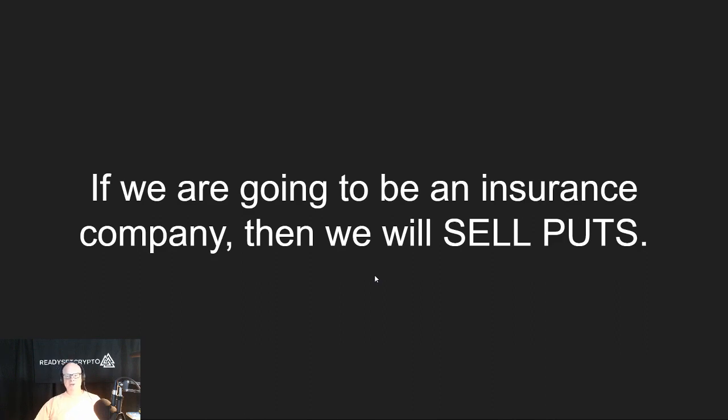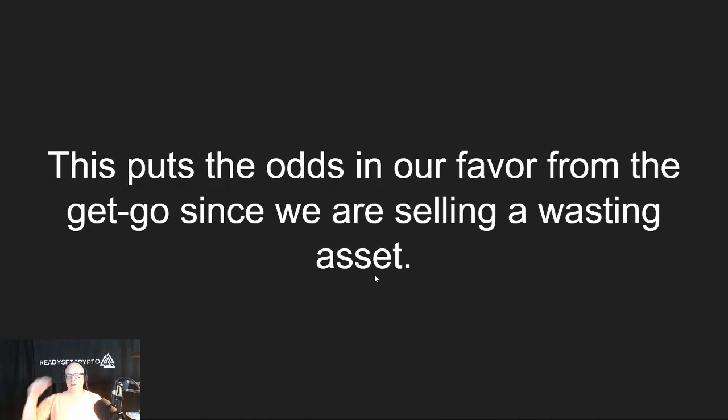The market is there for you to realize your goals and dreams. So if we sell puts, this puts the odds in our favor from the get-go, since we're selling a wasting asset. A wasting asset is like holding an ice cube in your hand in the summer. It's not going to be there for very long. It will turn into water before long.